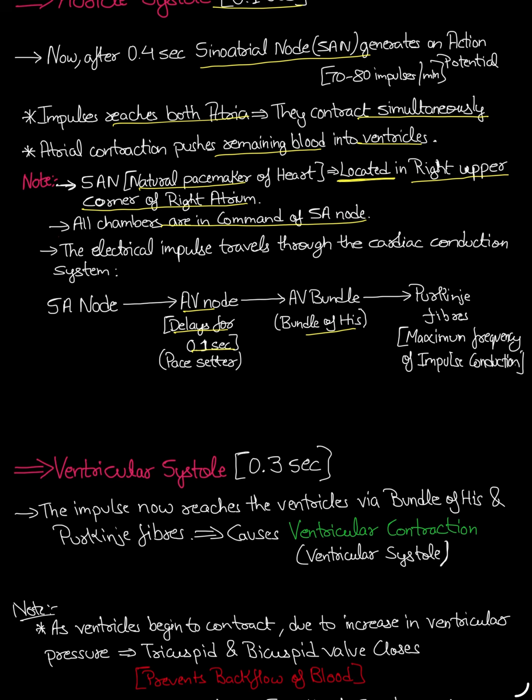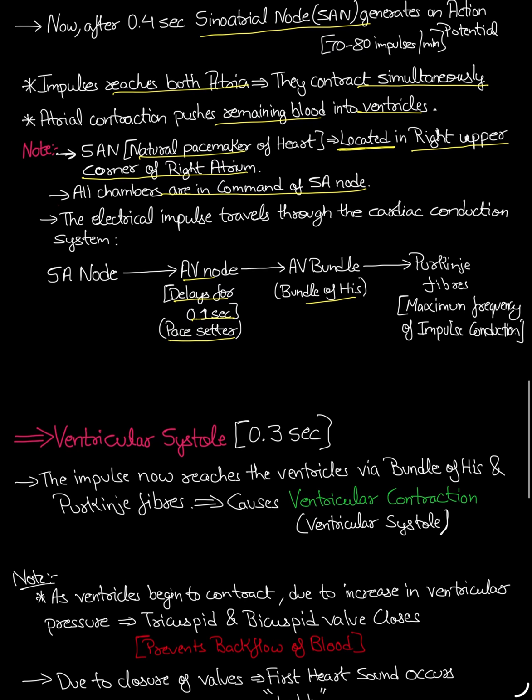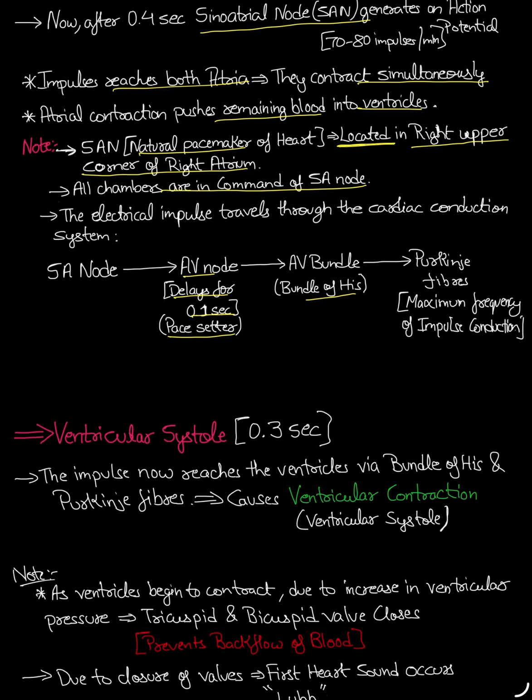So the AV node is also called the pacesetter. Very important. And Purkinje fiber is very important. Note it down that Purkinje fibers have the maximum frequency of impulse conduction. NEET-like question. In the NEET syllabus, it is asked many times. So the question arises: if I stop the SA node, is our heart still beating?